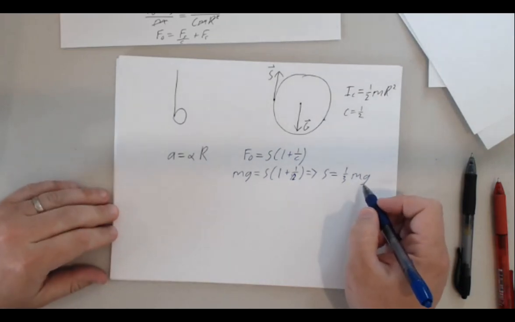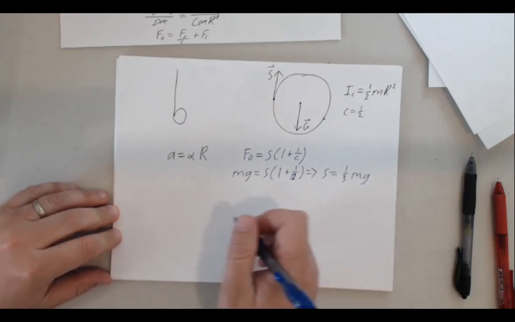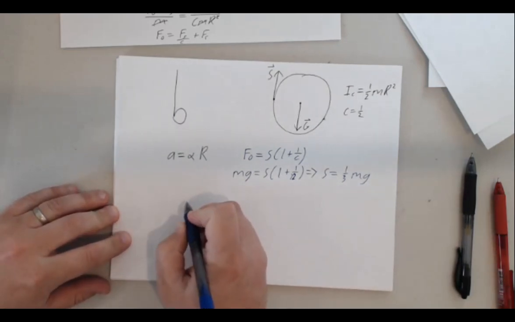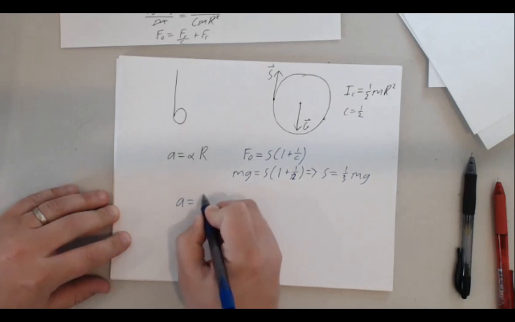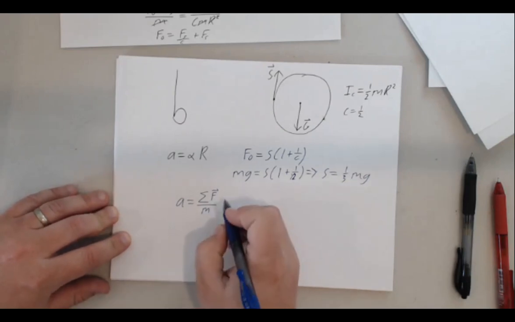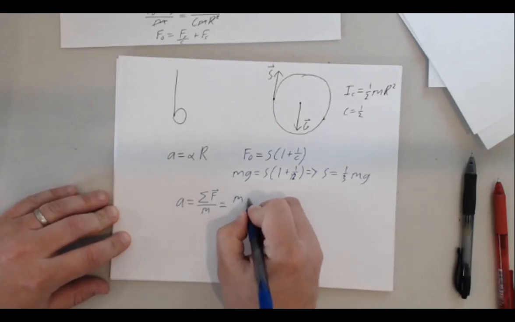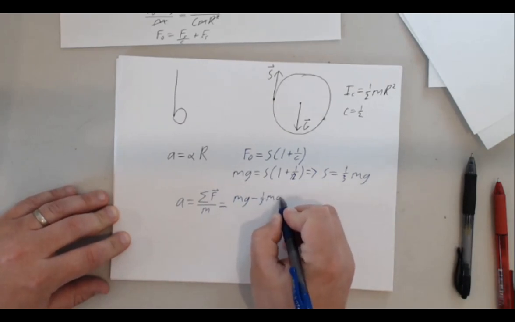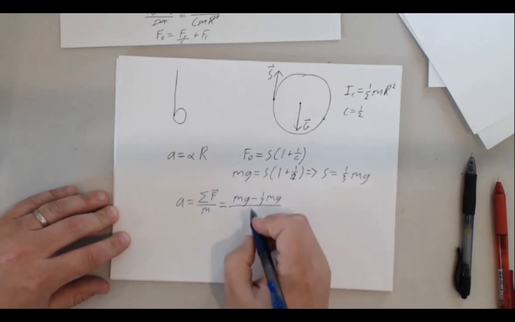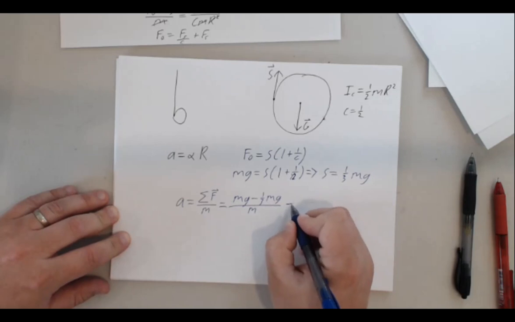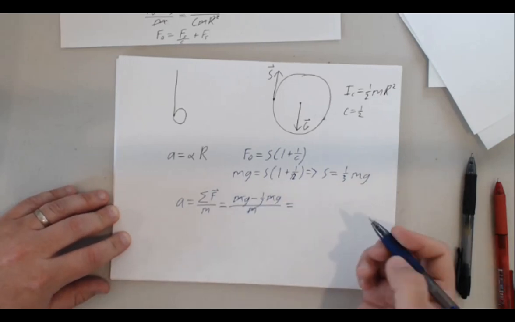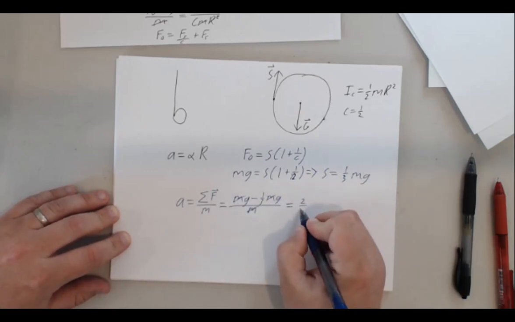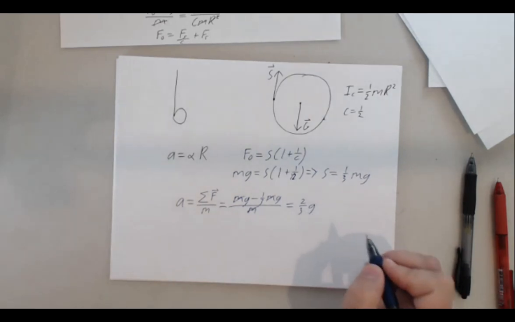So now I can just write out Newton's second law, right? Newton's second law says that the acceleration is the sum of the forces divided by mass. I've got mg going down, and I've got 1/3 mg going back up, and I divide it all by m, which means that my m's cancel, and I end up with g minus 1/3 g. So I end up with 2/3 g.